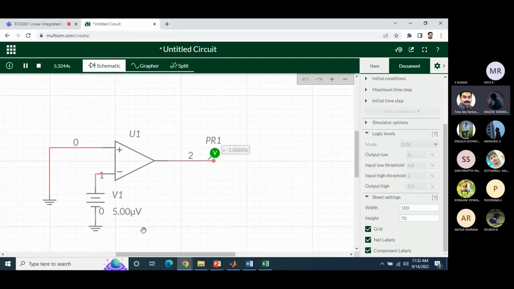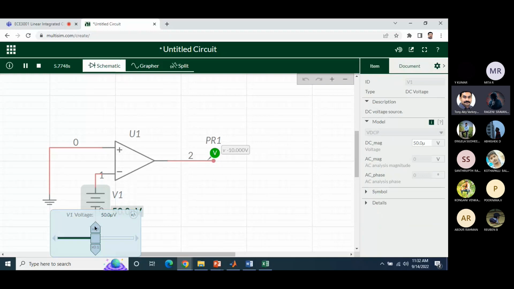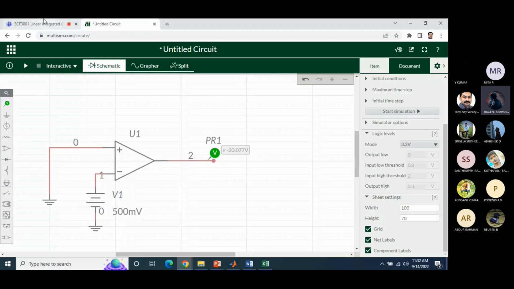Okay. But if I am increasing this, you can see that it will go to saturation. See, now it is in saturation. It will not go above that. Understood? Okay.